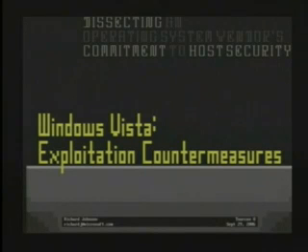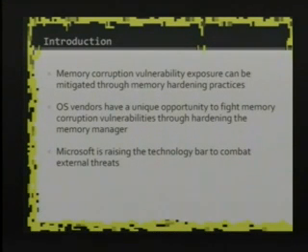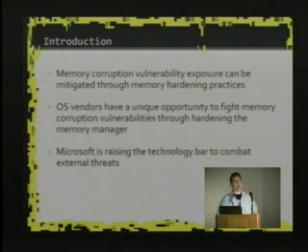All right, so today we're going to be talking about some new features in Windows Vista, focusing on memory hardening and new technologies being added to prevent exploitation, or at least mitigate those risks. It's my belief, and generally observed, that memory corruption vulnerability exposure can be mitigated through certain memory hardening practices. Microsoft has access to the source code and the internals, so they have the best perspective to consider what changes will have the greatest effect to prevent general attacks and general methodologies for exploiting vulnerabilities.